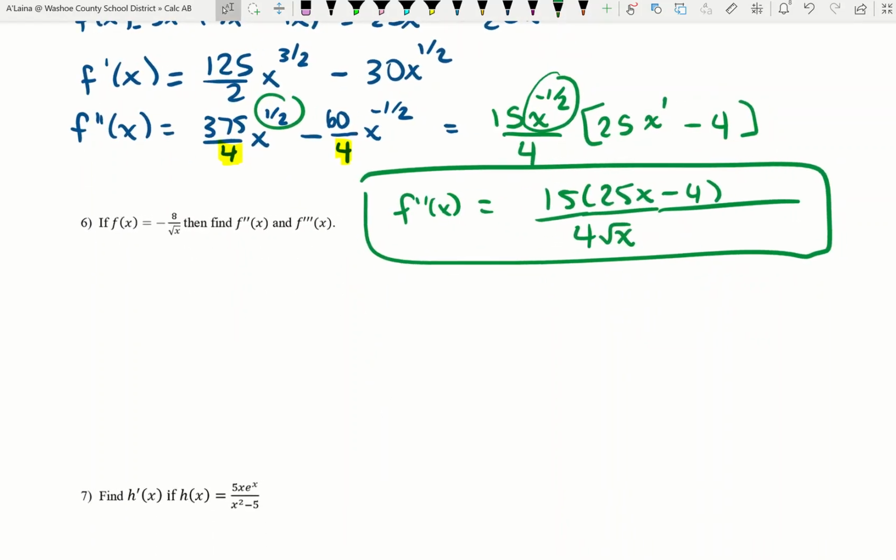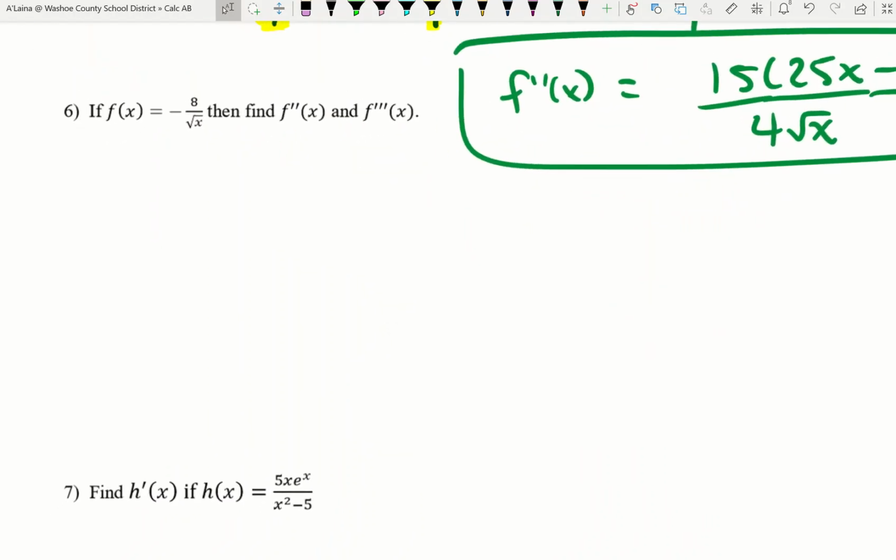All right, we are going to again work on finding higher powers of derivatives. So we're going to find a second derivative and a third derivative. This is not a situation where you should use quotient rule. Do not use quotient rule here. 8 is just a constant. You're not dividing a variable on the numerator and a variable on the denominator. If you have an opportunity to rewrite these problems so that you would not have to use quotient rule, do that.